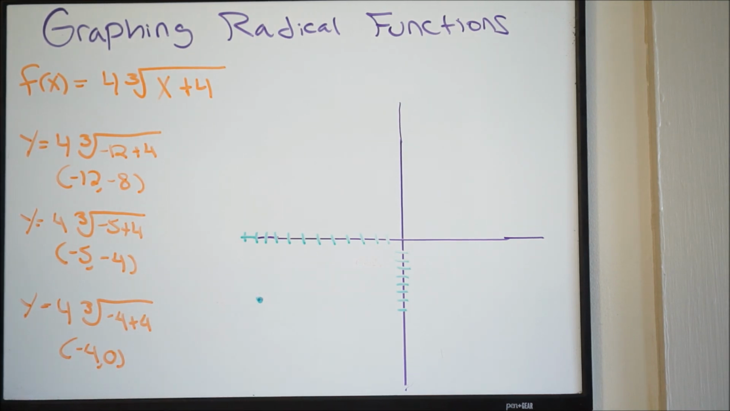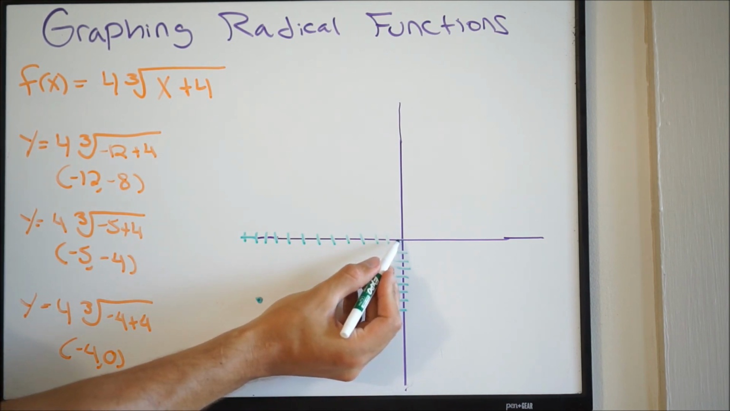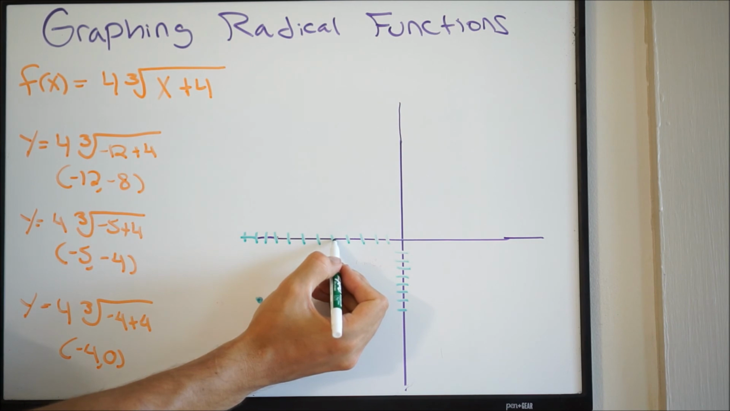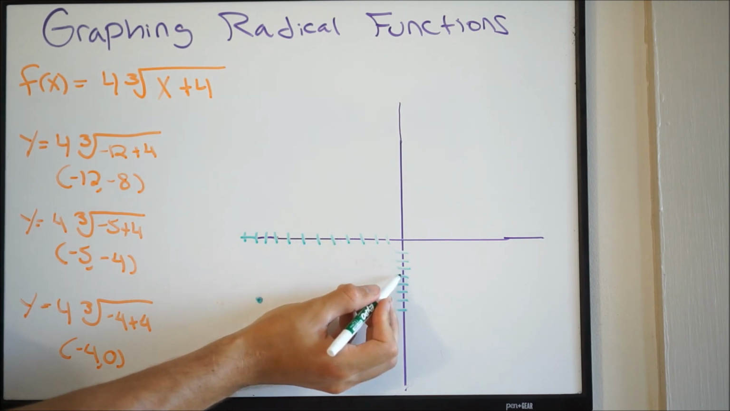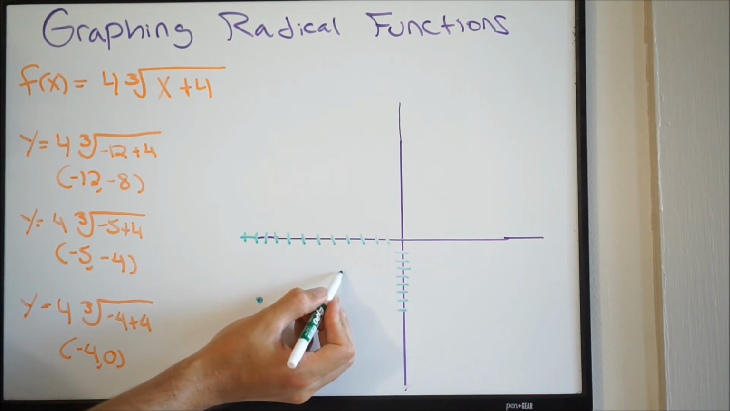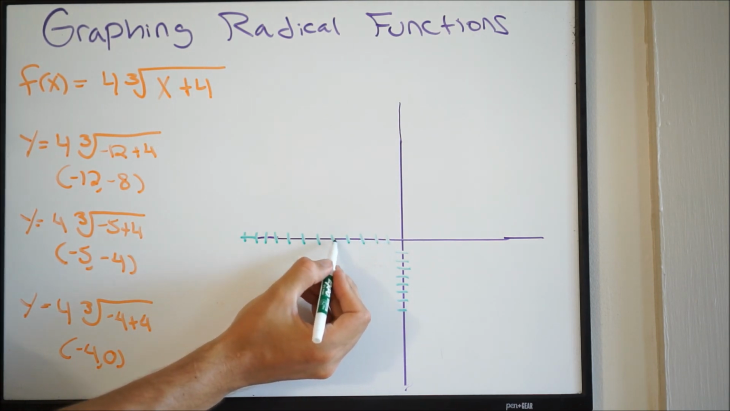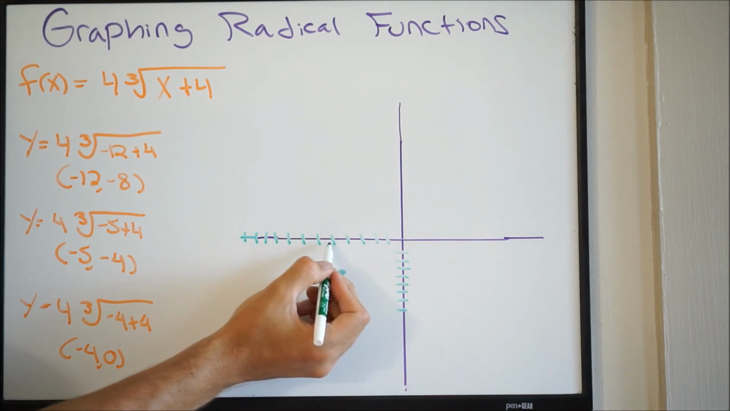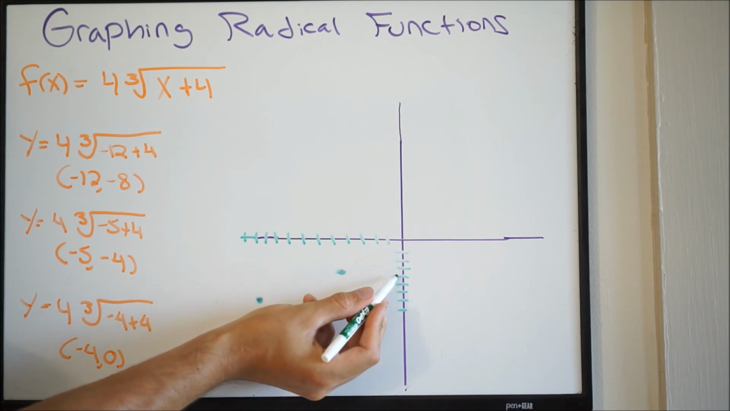Alright. Our next one, negative 5, negative 4. So we're going to go over negative 5. So 1, 2, 3, 4, 5. And then we're going to go down 4. So 1, 2, 3, 4. Alright, it's fairly difficult without any labels here. So 1, 2, 3, 4, 5, and then down right about here. Again, so we went over negative 5 and down 4.